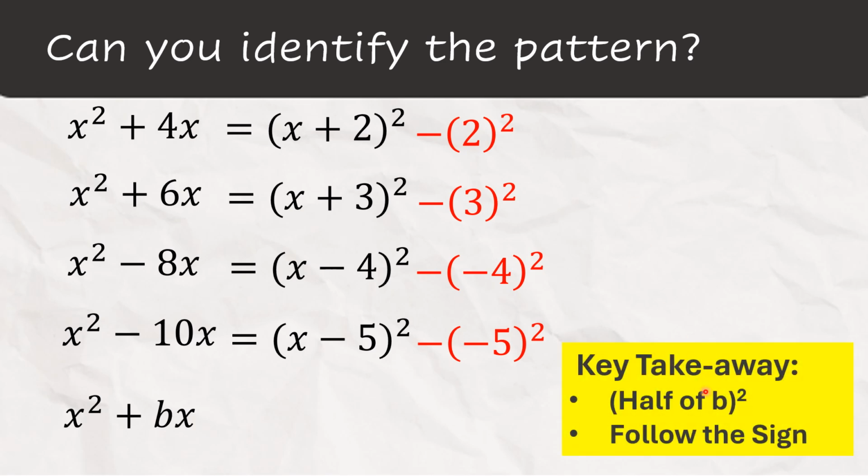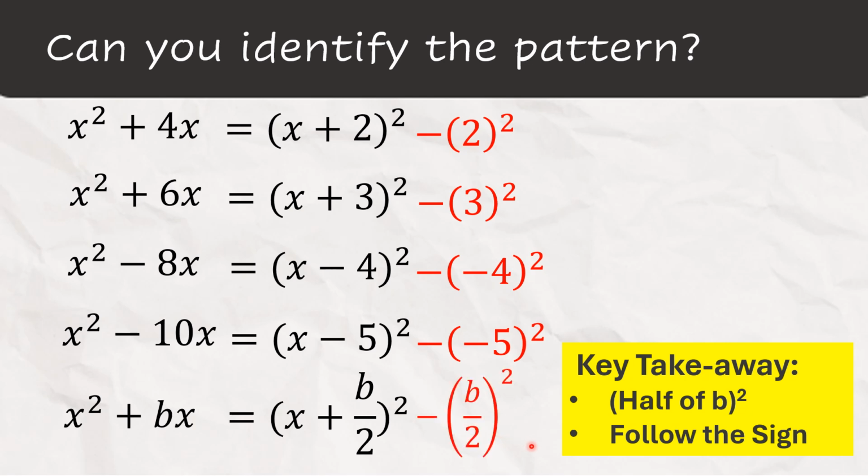So these patterns have this key takeaway: half of the coefficient of x, and also follow the sign. If I write down the generic form, with x squared plus bx, I will have (x plus b over 2) squared and then minus the area of the missing piece, which gives me minus (b over 2) squared. Again, take note of the sign. All these are very critical. But whatever it is, you notice that for the missing piece, the sign never changes. So hopefully you are able to identify the patterns, and if you're able to see this, then completing the square is actually not tough at all.